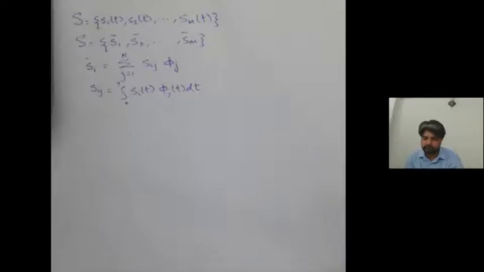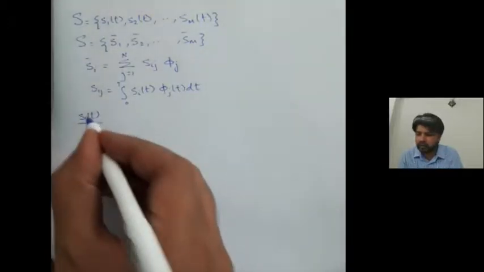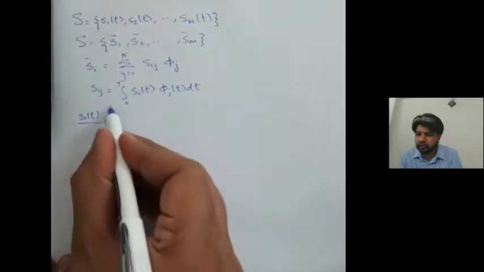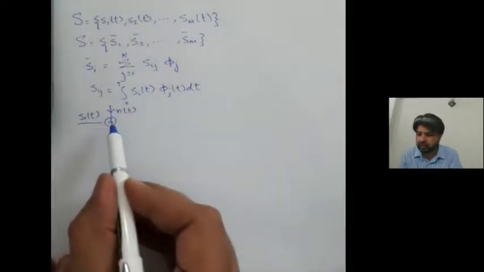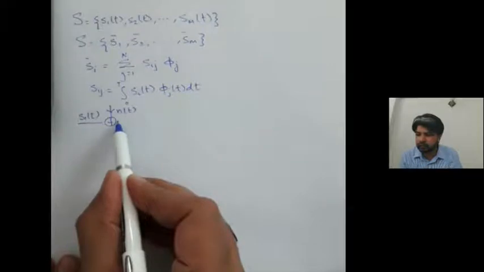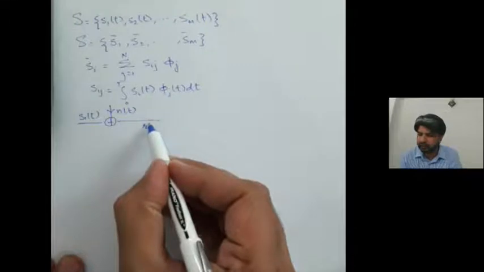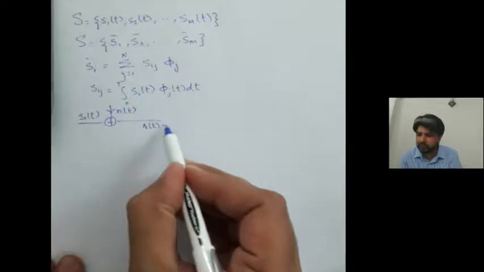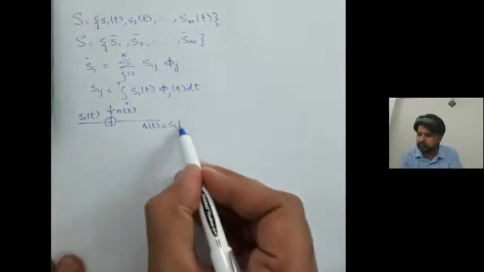So now suppose you have an AWGN channel. That means you transmit the signal si of t into an AWGN channel. That means a white Gaussian noise gets added and you receive signal r of t, which is nothing but si of t plus n of t. So remember, your si of t is nothing but summation j equals 1 to capital N sij times phi j of t.